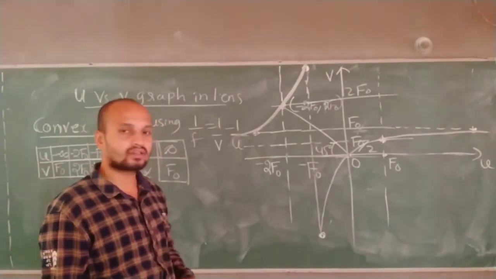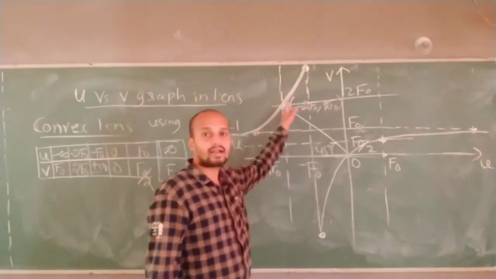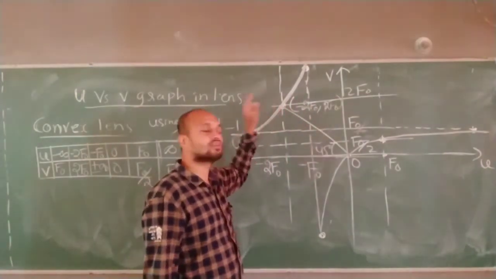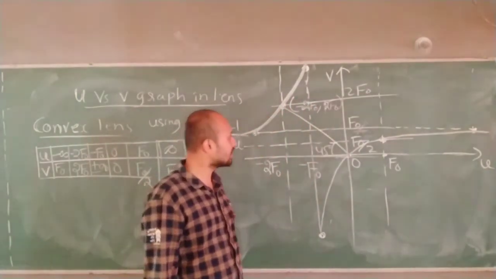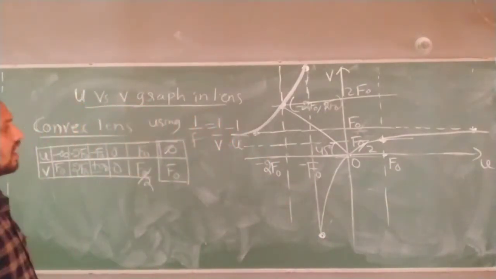What will they ask? They will give the graph like this. They will directly just draw the graph. These lines will not be drawn, and they will ask you the focal length. And they will give the coordinates of this point. Correct now? So this is what the graph is. This is one thing.